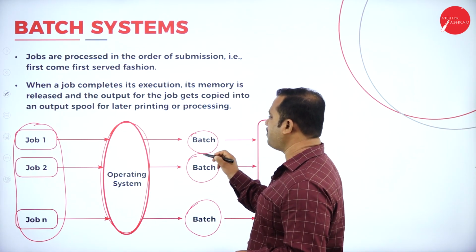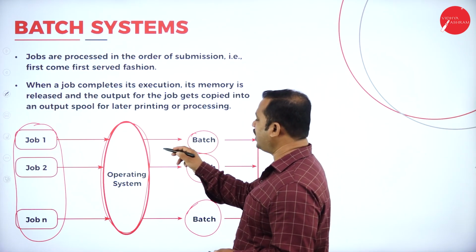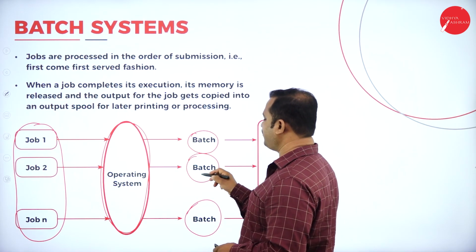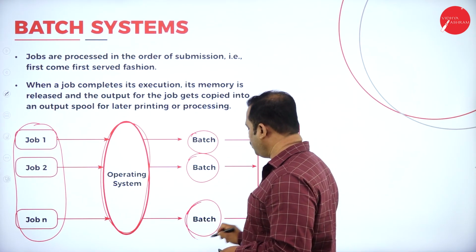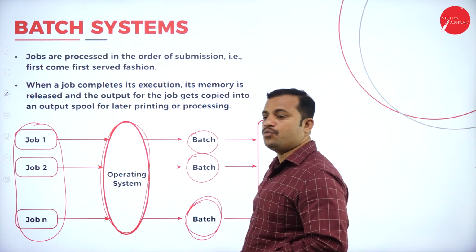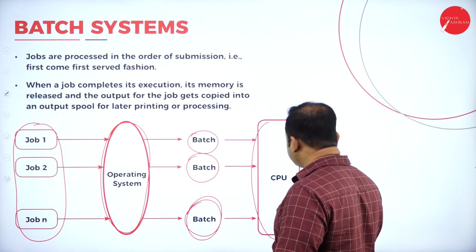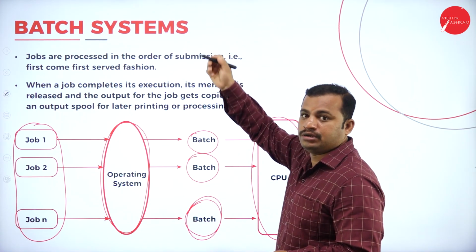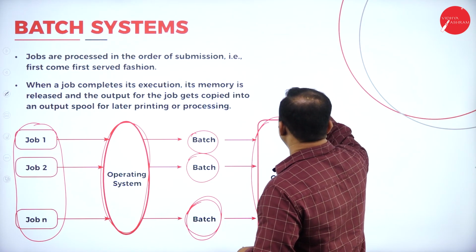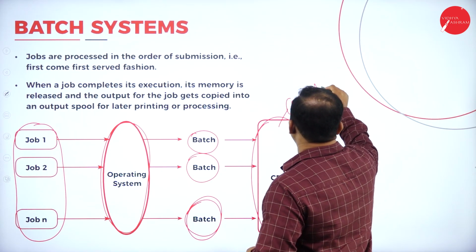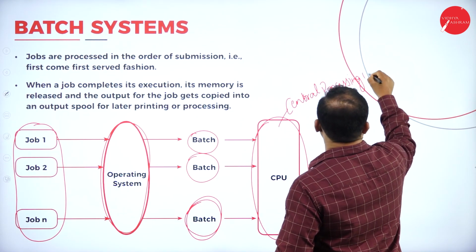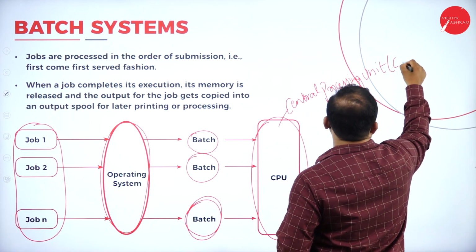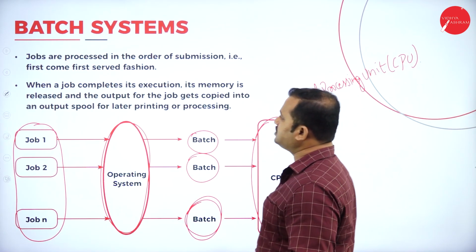So we have one batch, and in this batch we have 1 to n jobs. We have another batch in which we have 1 to n jobs, and one more batch in which we have 1 to n jobs. All these jobs are processed by whom? They are processed by the Central Processing Unit, or CPU in short.